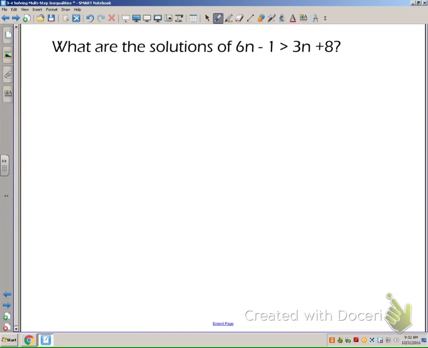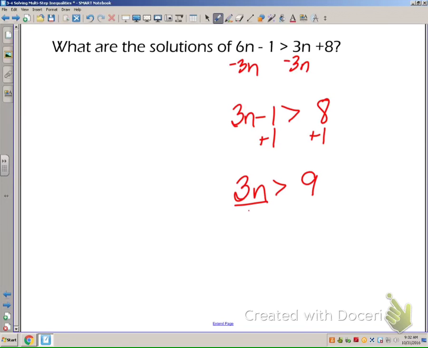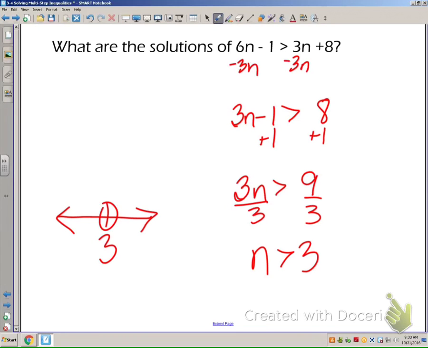Okay, here's this one for you to try. Subtract 3n from both sides. So I've got 3n - 1 is greater than 8. Add 1 to both sides. 3n is greater than 9. Divide both sides by 3, and n is greater than 3. If I was graphing this, I would put an open circle on the 3, and I want all of the values that are greater than 3.